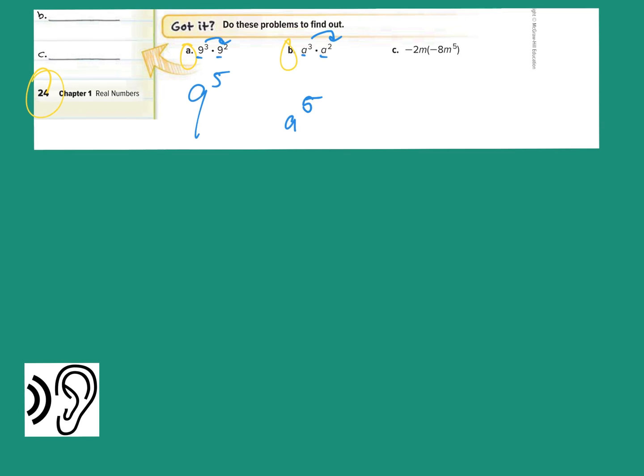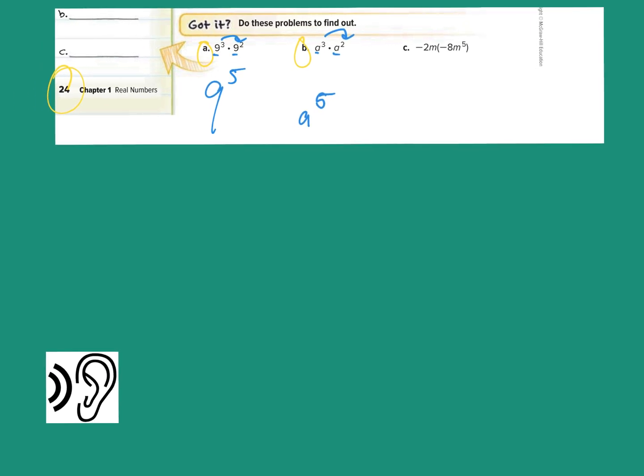And then lastly, in C, we're seeing a different connection of things. So you can just keep listening. Otherwise, if you want to put this example in your notes, that's great too. I'm just going to write it a little bit larger. We have -2 times m being multiplied by -8, which is being multiplied by m to the fifth.